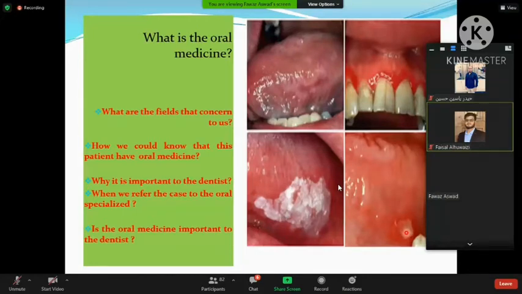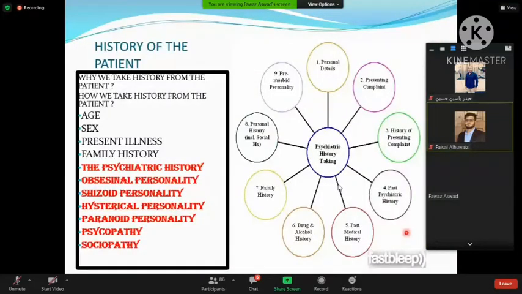Then we knew what we mean by oral medicine, the aspects of oral medicine, and the field that we are concerned with. We also talked about how, in order to make an accurate diagnosis for the patient, we depend on two most important things: the history from the patient, and the clinical examination, whether extra-oral or intra-oral. And we said that in order to make an accurate diagnosis, we have to take the following information: the age, the sex, the present illness, and the family history. This is the introduction regarding oral medicine.